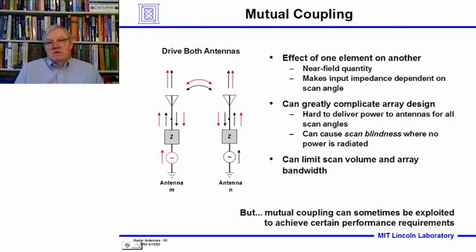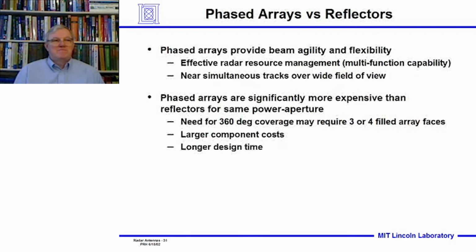The point I want to make to you newbies to the world of radar and antennas and phased array antennas is that mutual coupling is an effect that you have to take into account. The expert radar designers will. It can limit the scan volume and the array bandwidth, and it sometimes can be exploited to achieve certain performance requirements. And one element doesn't act in independence of another. And for the relative neophyte to the radar world, that's the important thing you need to take away from this last minute or two of view graph and words.